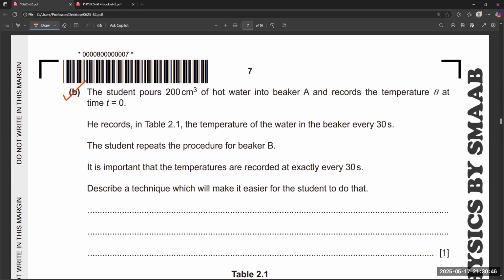Now B part: the student pours 200 centimeter cube of hot water into beaker A and records the temperature theta at time t equals 0. He records in table 2.1 the temperature of the water in the beaker every 30 seconds. The student repeats the procedure for beaker B, and it is important that the temperatures are recorded at exactly every 30 seconds. Describe a technique which will make it easier for the student to do that.